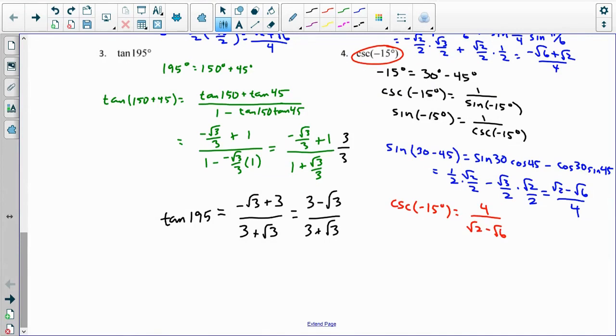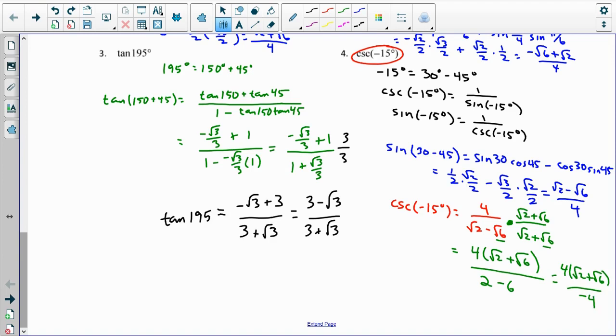That, unfortunately, is not rationalized. So I'm going to multiply by a form of one, and I'm going to use the conjugate of the denominator. So I'm going to multiply by root 2 plus root 6. So I end up with, that's a times sign, then I end up with 4 times root 2 plus root 6. And the denominator, when I distribute, root 2 times root 2 is 2. Root 2 times root 6 and negative root 6 times root 2, those cancel out. That's always why we use a conjugate, it always ends up canceling out. And then negative root 6 times root 6 is negative 6. So I end up with 4 times root 2 plus root 6 over negative 4.